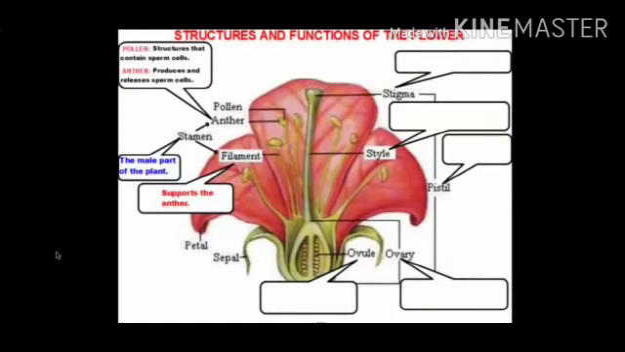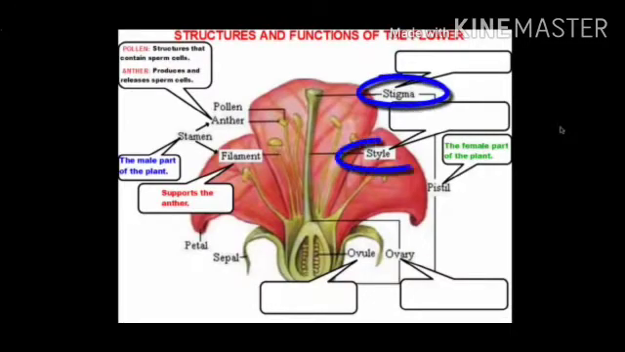Now when the pollen is being transferred, it's going to end up on the female parts of the flower. The female part of the flower is called the pistil. The pistil includes the following structures: the stigma, the style, the ovary, and then inside the ovary we have our ovules. We'll start at the top with the stigma. The main job of the stigma is to collect the pollen.